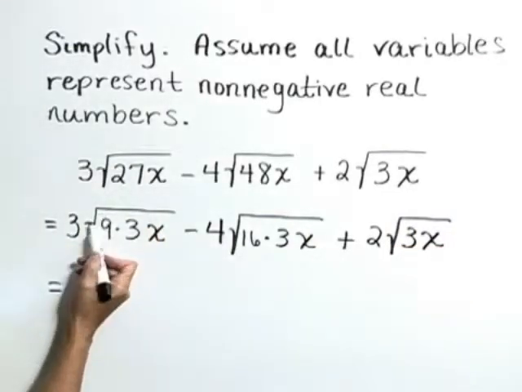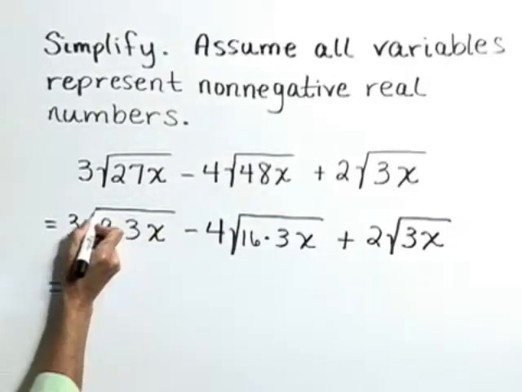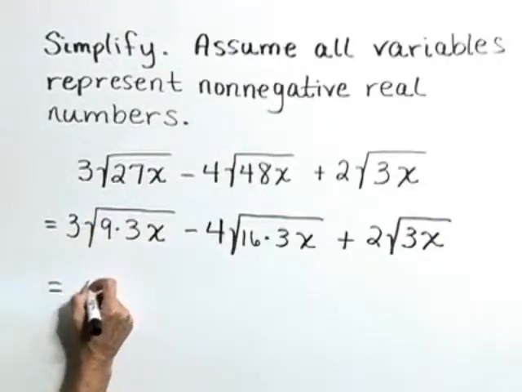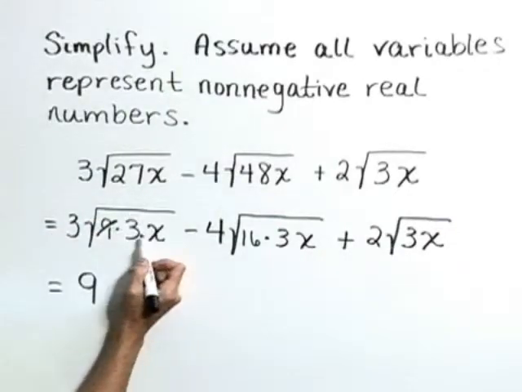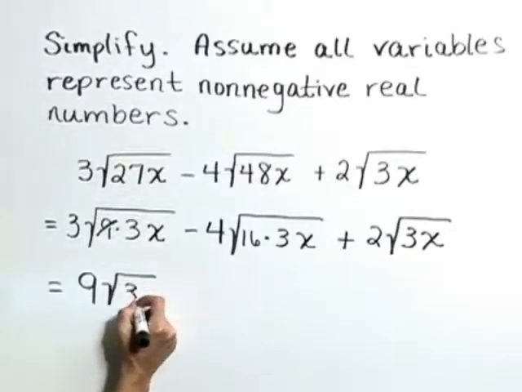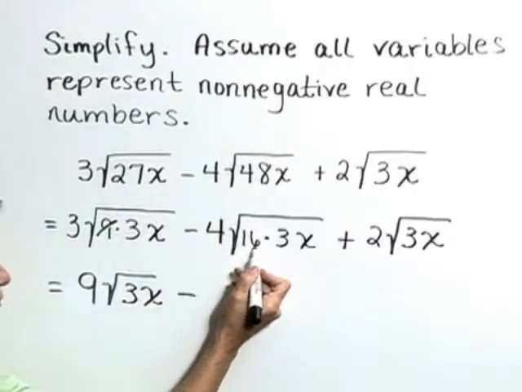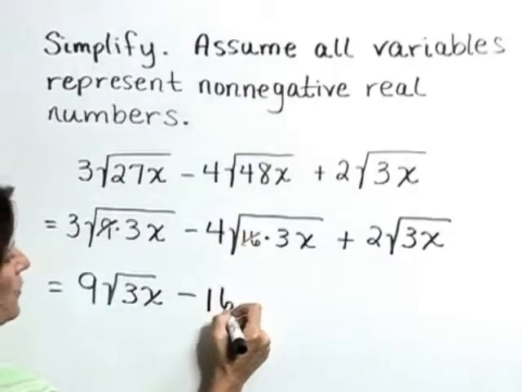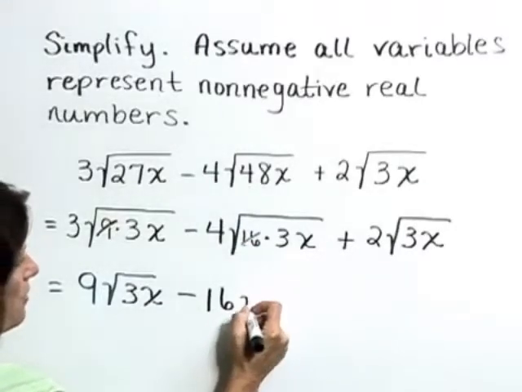Now, as our next step, let's pull those perfect square values out of the radicals. The square root of 9 is 3, and 3 times the 3 that is already in front gives a product of 9. So that 9 came out, but the 3x stays underneath. So let's write that as 9 times the square root of 3x minus the square root of 16 is 4. So out comes a 4 times 4 gives 16 as the number outside the radical. 3x stays underneath.